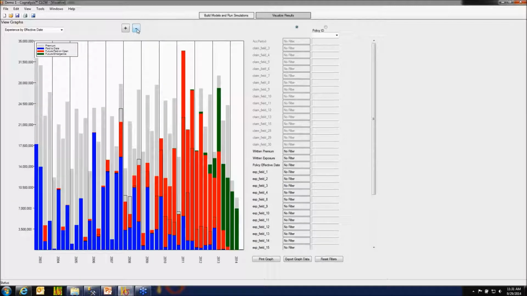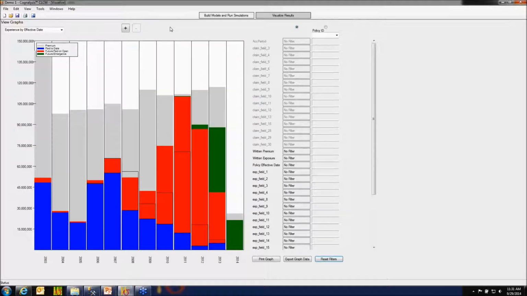But now I'm going to drill back in and show you quarterly as well as annual. So we've got, again, the gray bars are written premium. The blue bars are the payments to date. Red bars are payments on current claims, current reported claims. And you can see these black rectangles. That's the current case reserve amount. So in this case, in 2008, we're showing some savings. 2011, we're showing significant development. Also 2012. The green is anticipated future emergence.